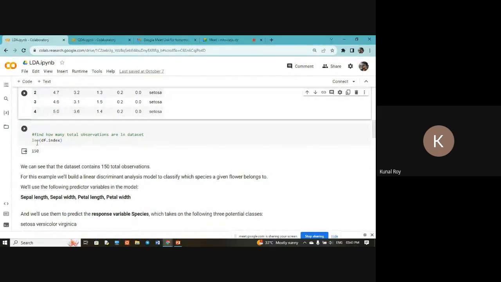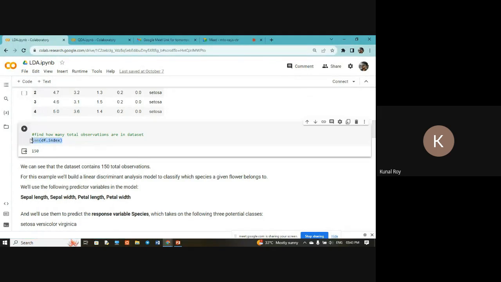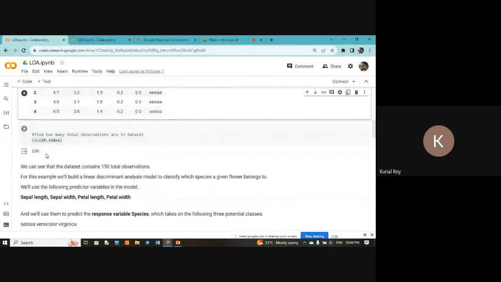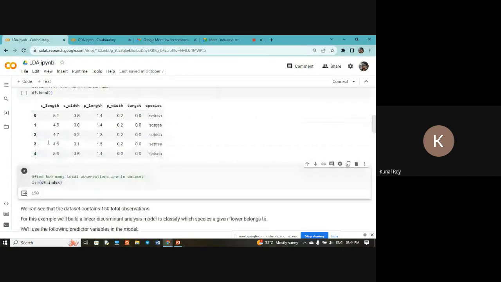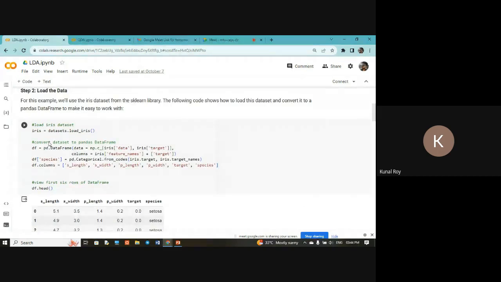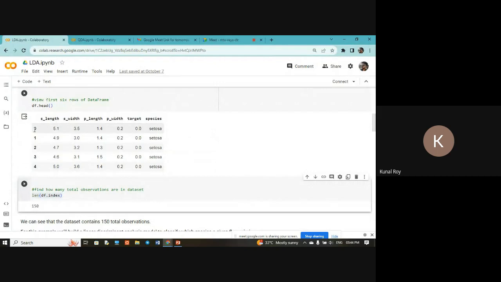Next is df.index. Now what do we mean by index? Index is nothing but the total number of observations in a data set. That means our total number of observations is 150. Here it is only showing me 5, but there are a total of 0 to 149 data points in the iris data set. After doing research of this data, it is coming out to be like this.